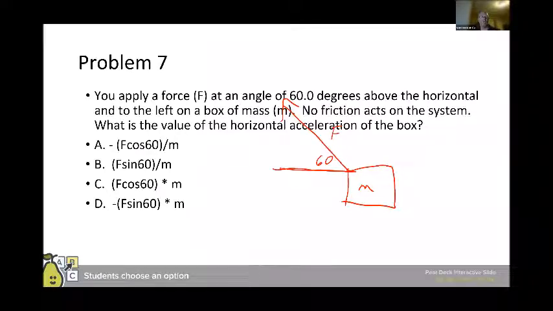So let's see what we've got here. No friction acts on the system. What is the value of the horizontal acceleration of the box? If there's no friction, that means the net force acting horizontally is just the horizontal component of this force right here. So I'm just going to draw down a vertical like so, and solve for the horizontal component, which I'll call F parallel. In this case, I'll need to use the cosine to come up with that.